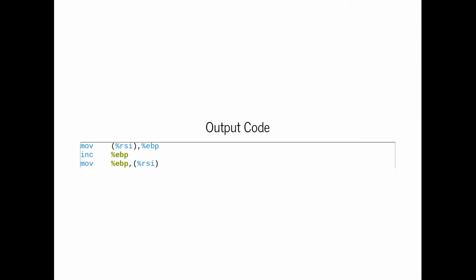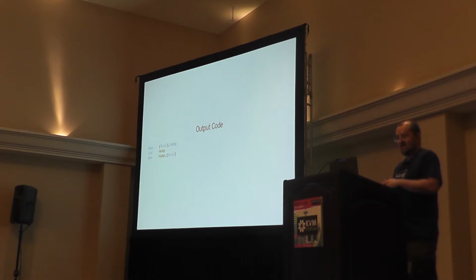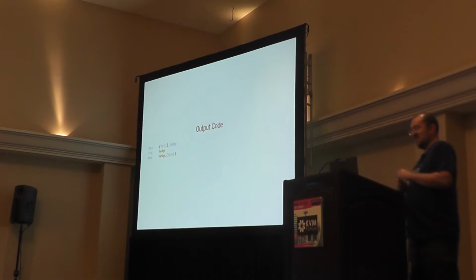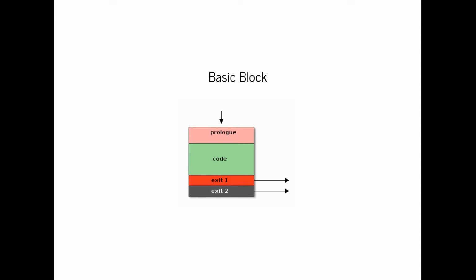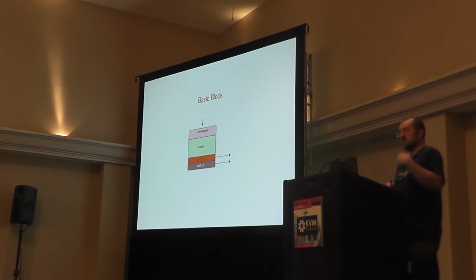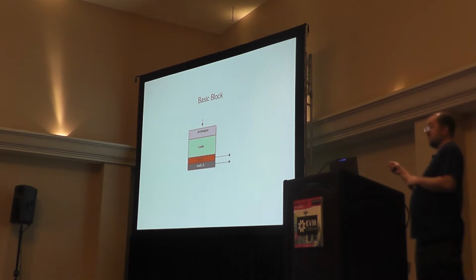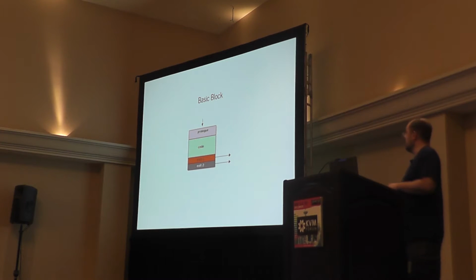Finally, we output this binary code for the target machine that we're running on. I've simplified this example somewhat because I'm leaving the details of the soft MMU for later. The final code is wrapped up into a basic block, which consists of a short piece of prologue code, the translated code, and then up to 2 possible exit paths.